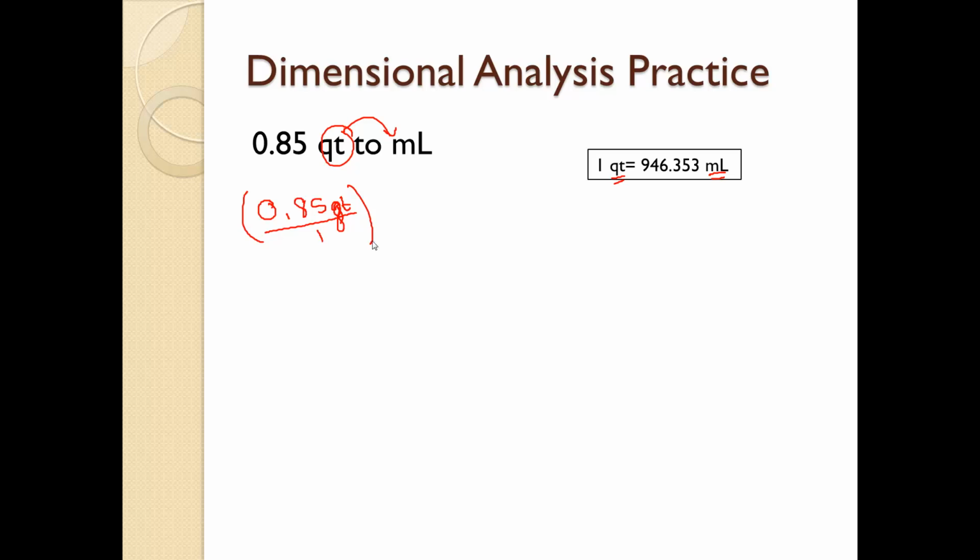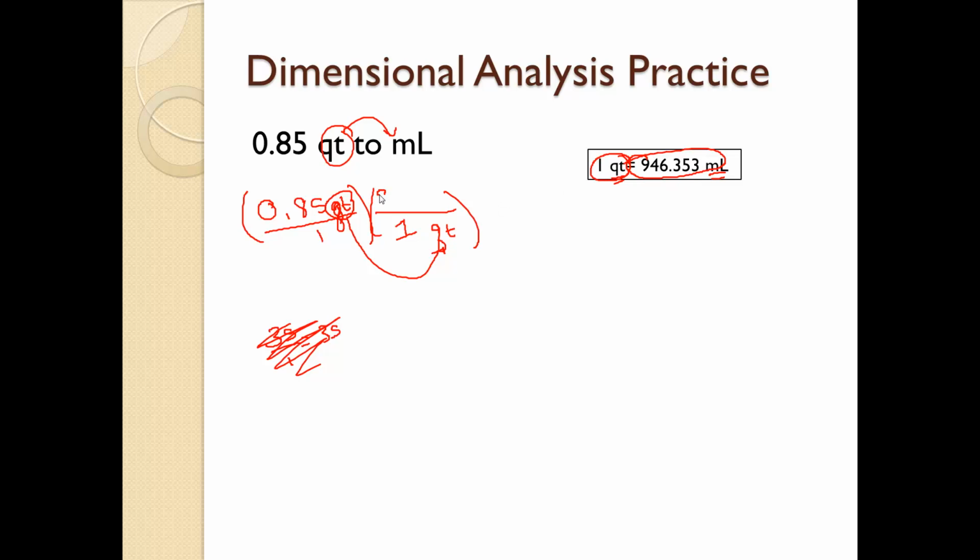Because anything divided by 1 is itself. So if I put like 35 over 1, that's still going to equal 35. I haven't done anything to the number itself. I just changed it to a fraction. And that's how we're able to multiply fractions like this. We have quarts on top, so we're going to put quarts on bottom. Look at our conversion factor. The number 1 goes with quarts. And then what it's equivalent to goes on the top.